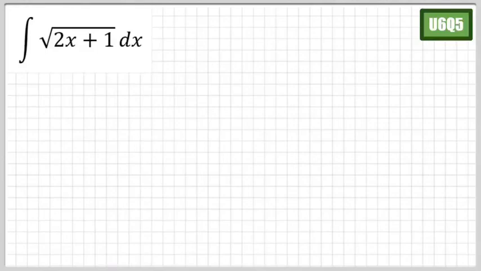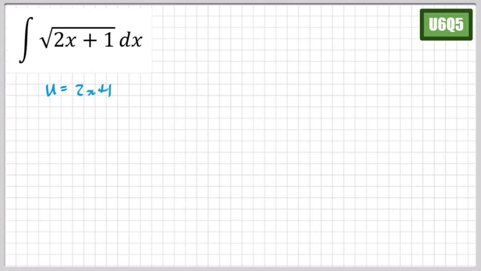All right, here's another one. This time we have a function inside of a function. It's not two functions multiplying or two functions dividing. We have a function inside of a function. So that means u sub. So we're going to u sub this. We're going to make u equal to 2x plus 1.